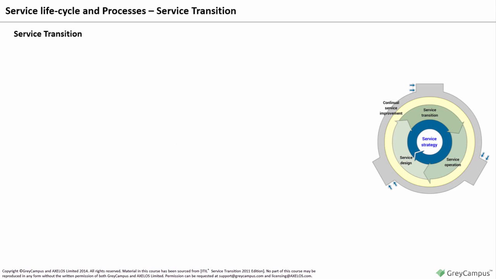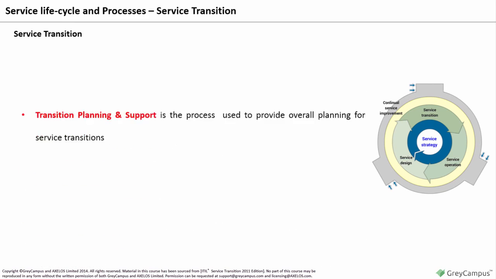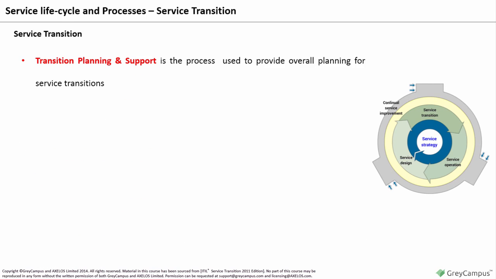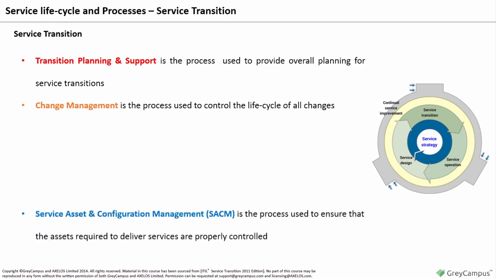Service transition has the following 7 processes. Transition planning and support is the process used to provide overall planning for service transitions and to coordinate the resources that they require. Change management is the process used to control the life cycle of all changes, enabling beneficial changes to be made with minimum disruption to IT services.